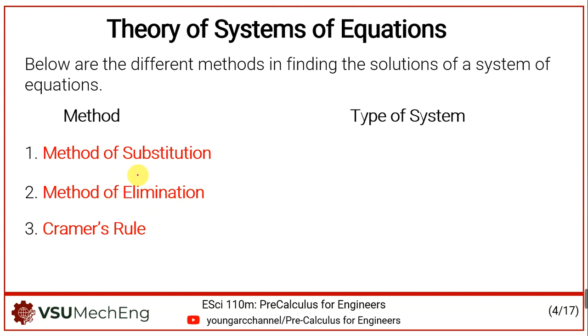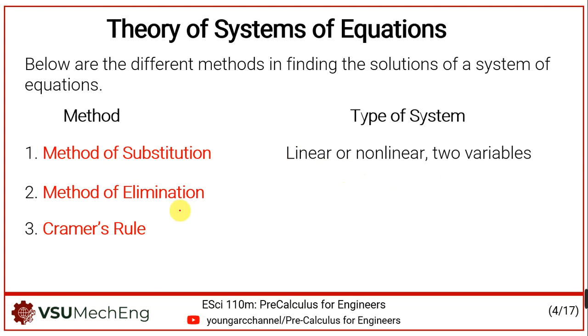For the method of substitution, it will work best for linear or nonlinear systems of equations. And you can only use this one for two variables. Although there are some cases that you can still use this for three or more variables, it would be lengthy if you use this one. So the ideal type of system for the method of substitution is either linear or nonlinear in two variables.